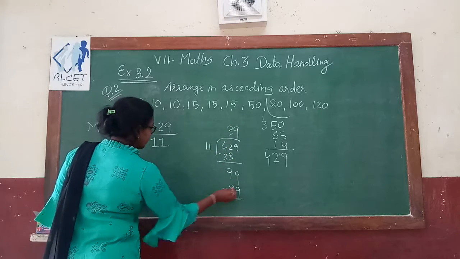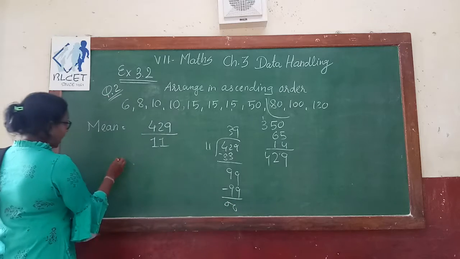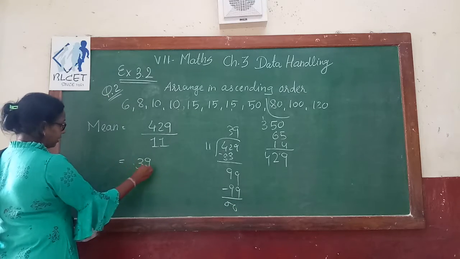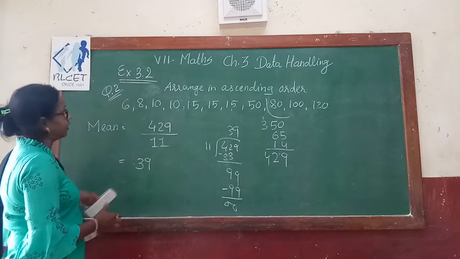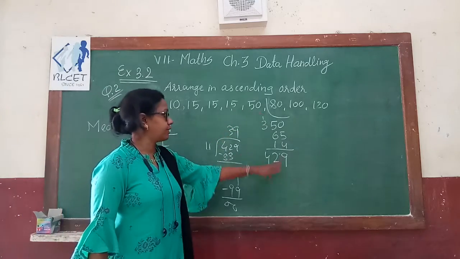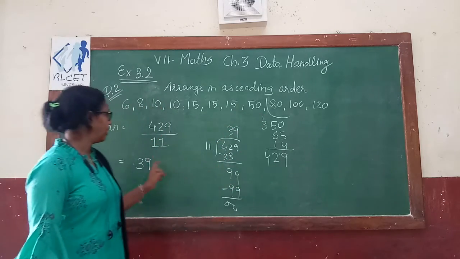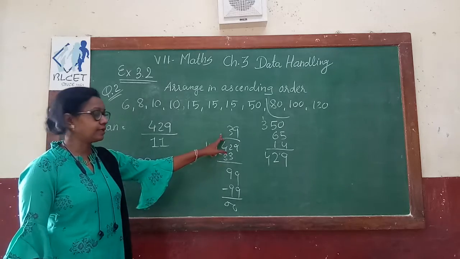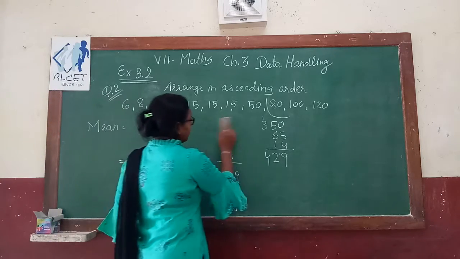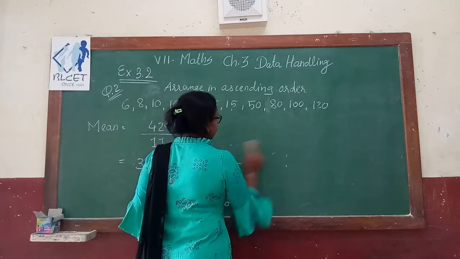So what is the answer? To find the mean you will get the answer 39. Okay, we do the sum of all these observations. This addition is 429. When you divide by 11 you will get the answer 39. So this is your mean. Now we find the median.